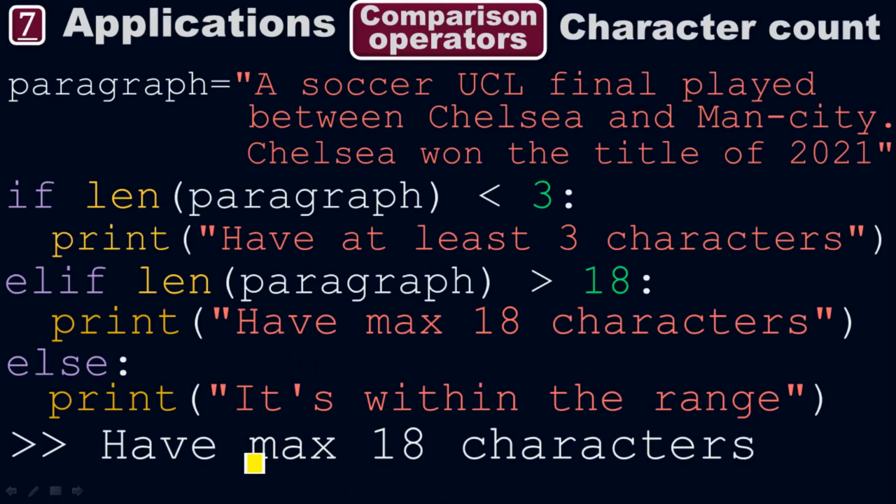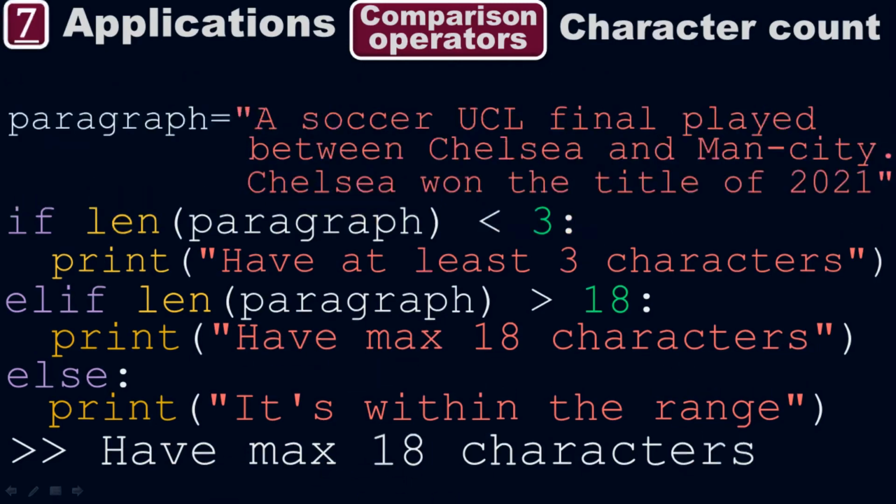This will be printed in the output because we got the answer in the second choice. For the first choice, it wasn't satisfied, so we jump to the second choice. In the second choice, we got the answer. Then we stop the program here, and we won't go to the third choice because we don't need it. We got the answer here. So this will be the final output: have maximum 18 characters. This will be printed in the output.